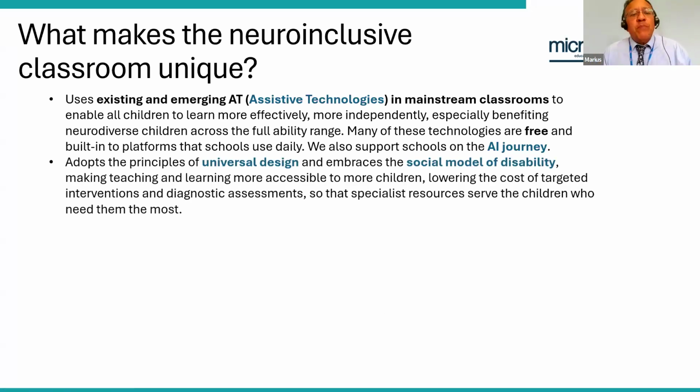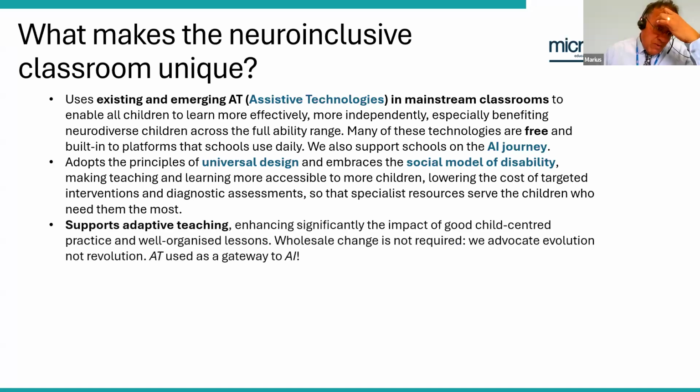We want to adopt what's called the principles of universal design and embrace the social model of disability. What does that mean? It means it's incumbent on society to make the adjustments, not the child. And so, if you like, the environment in which the child is learning is the enabling environment. We want to support adaptive teaching. We know there's some incredibly good practice going on, but adaptive teaching plus AT can be used as a gateway to AI. We're not advocating throwing everything out. We're talking about evolution, not revolution.